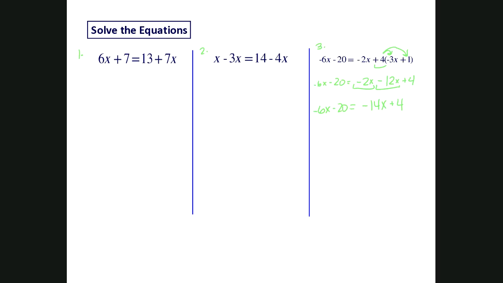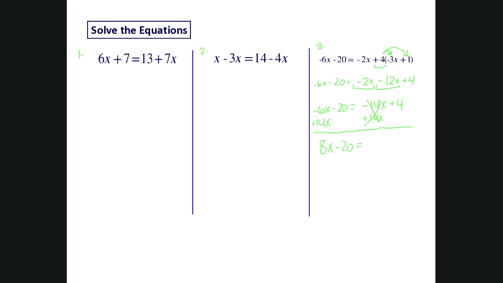It looks like I have, well, let's move all the x's to the left side. So I want all the x's to the left. So I add 14x on both sides. When I do that, I get 6x plus 14. What is that? 8, right? 8x minus 20.